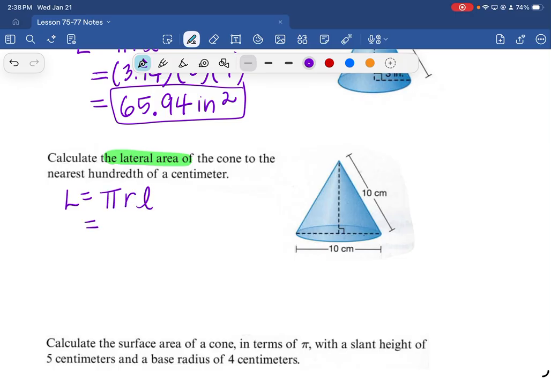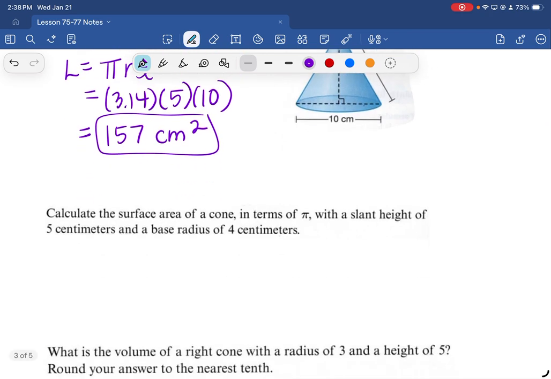Kellen, what did you plug in or substitute? I did 3.14 times 5 times 10. Logan, when you punched that in, what did you get rounded to 2 decimals? 157 centimeters squared. There were no decimals. Okay, 157 centimeters squared.